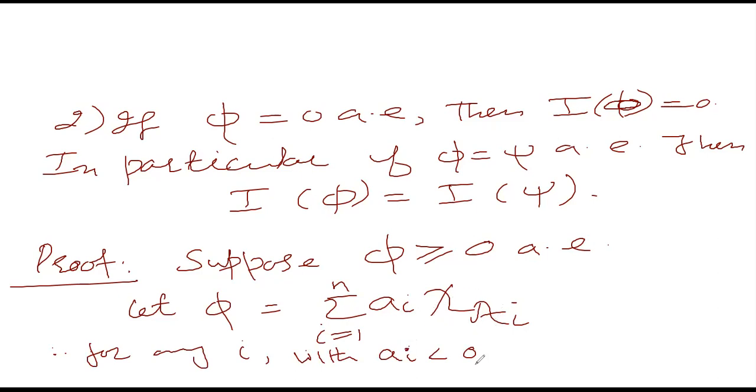So in general, let's take the value, say ai is negative, then this implies the measure of the set ai must be equal to 0. So if for any i with ai less than 0, then measure of that set must be equal to 0. So therefore what will be the integral?